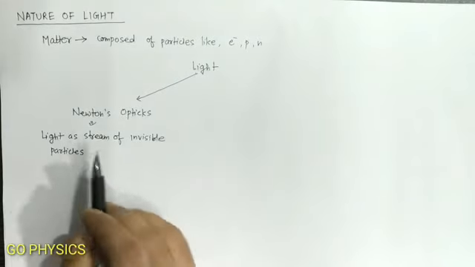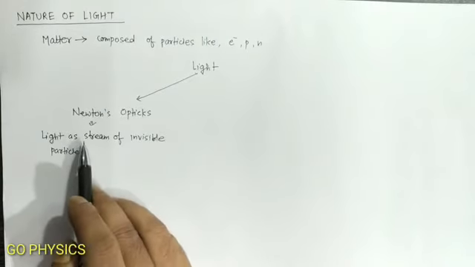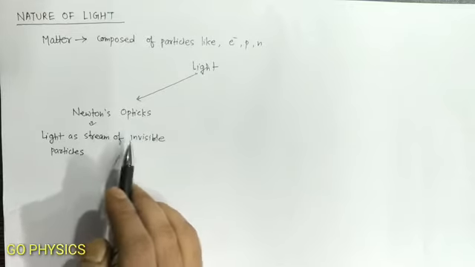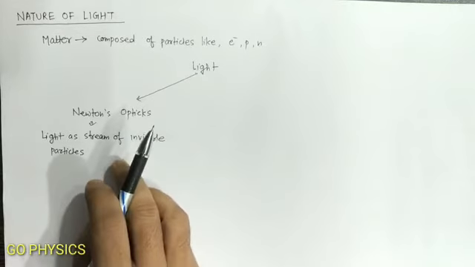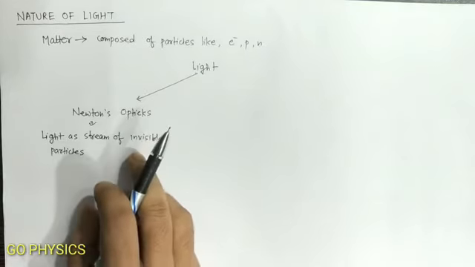With the help of his theory that light consists of a stream of invisible particles, Newton was able to explain phenomena like reflection and refraction of light. But he was not able to explain phenomena of light like diffraction, interference and polarization.